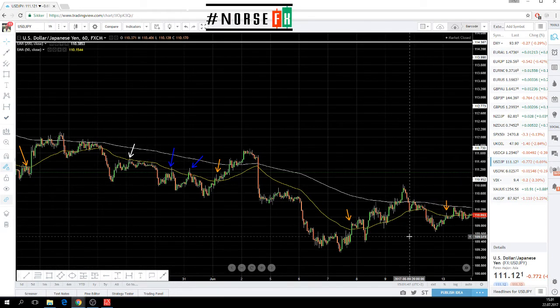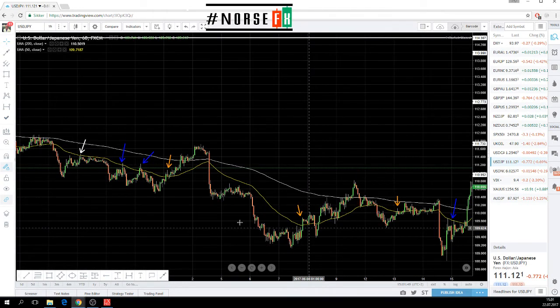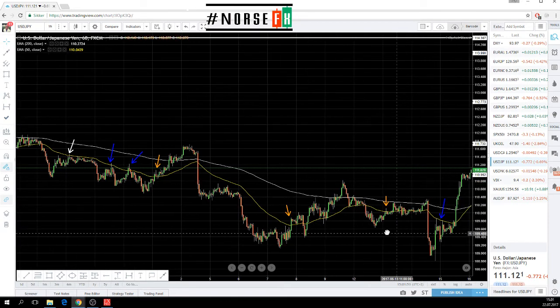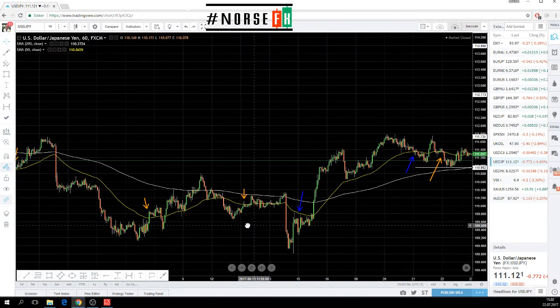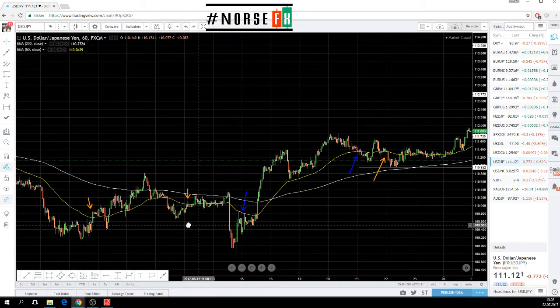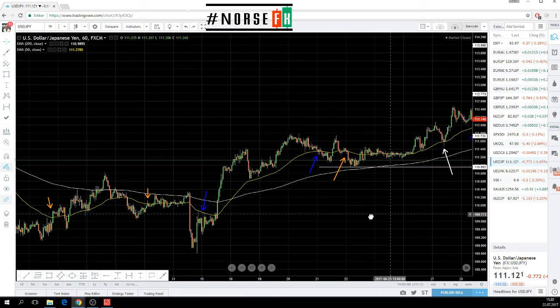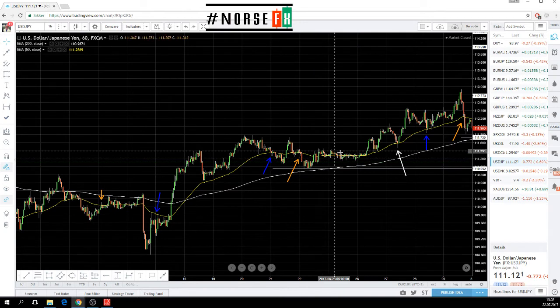3 losing trades in a row. As you can see, choppy price action as well. A break even trade, break even, and a losing trade. And then I did not take an entry right here. I did not take the entry right here because you can see that price didn't touch the EMA itself either.